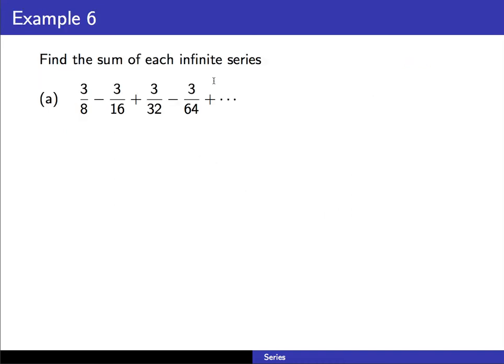All right, example 6, find the sum of each infinite series. So we have 3/8 minus 3/16 plus 3/32 minus 3/64, and so on. First up, what we want to do is find our common ratio. It has to pass that test for a sum to happen and to converge to a value. So if we take our second term divided by our first term, -3/16 divided by 3/8 is -1/2. And -1/2 is between -1 and 1, so this will actually converge to a value.